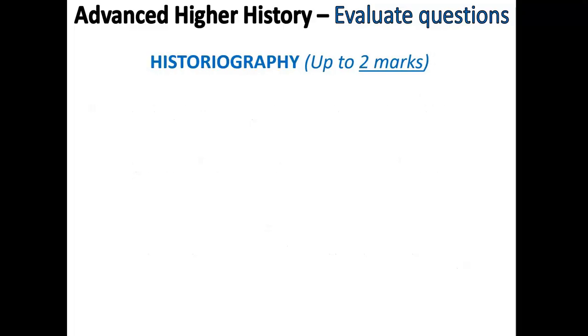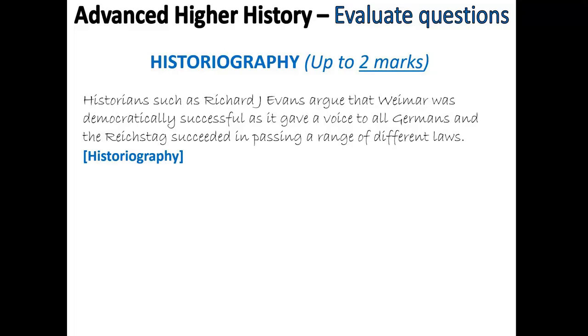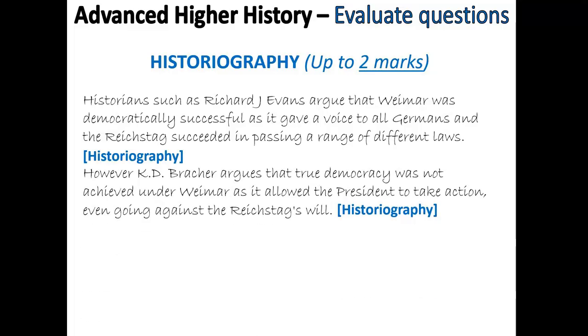This leaves our final 2 marks, which are for historiography. In this case, it means talking about what historians have said about a particular issue relevant to the question. We start off by giving our first historian, pointing out in this case what Richard Evans argues, and then we do our second historian as well, in this case K.D. Bracher. Having now gained our 2 historian marks, we have gained the entire 12 marks available in an Evaluate the Usefulness question. Let's now look at this in summary.